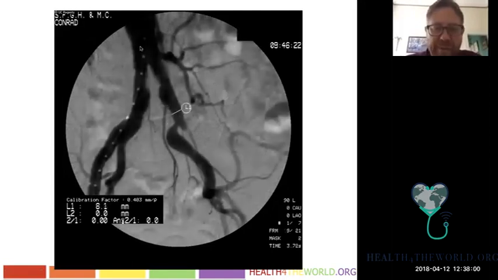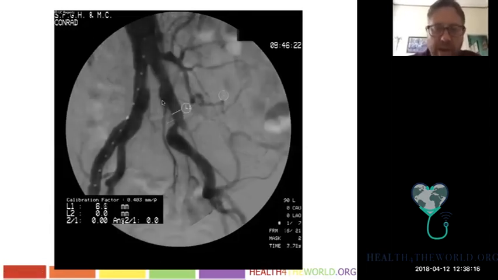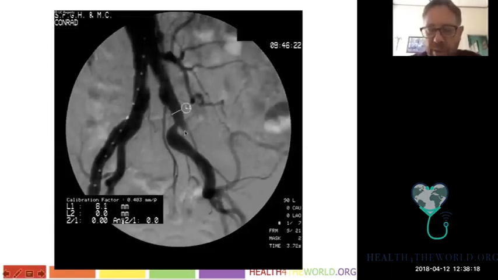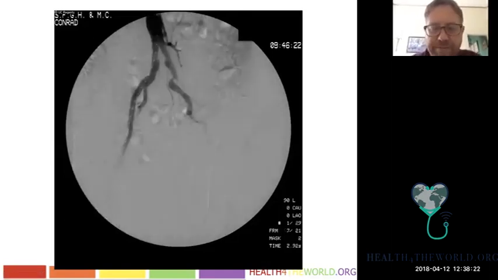So if I've shot from above with a pigtail and contrast is directed down, I can also do angiograms from below, which is what we've done here. And we see all these collaterals. So this is the bottom of the external iliac artery, and this is the top. So we have a segmental occlusion of that vessel. Here it is. Let's look at it again.